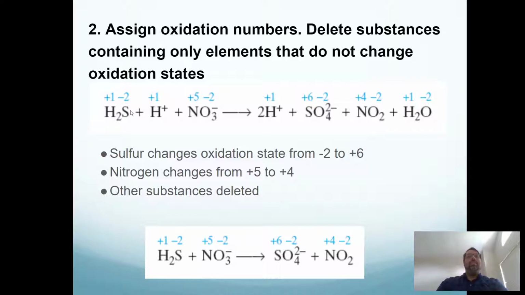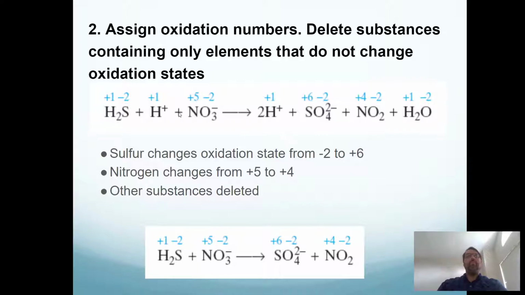They're assigning the oxidation states. So sulfur is -2, hydrogen's +1 here. It literally has +1. NO3 minus, this is going to end up being +5. This is -2. +1 here. There's 4 of these. It has a -2 charge. It should be +6. And, going forward, +4, -2, +1, -2.